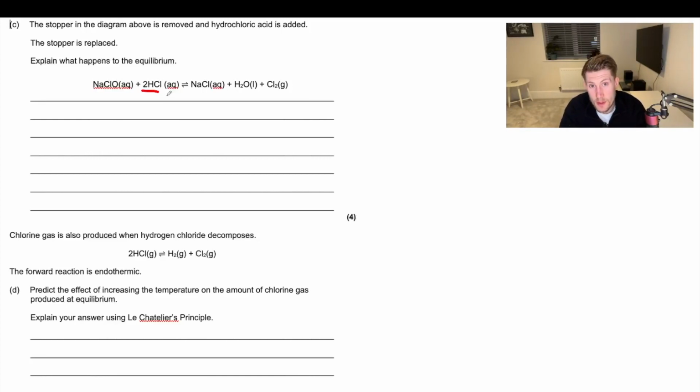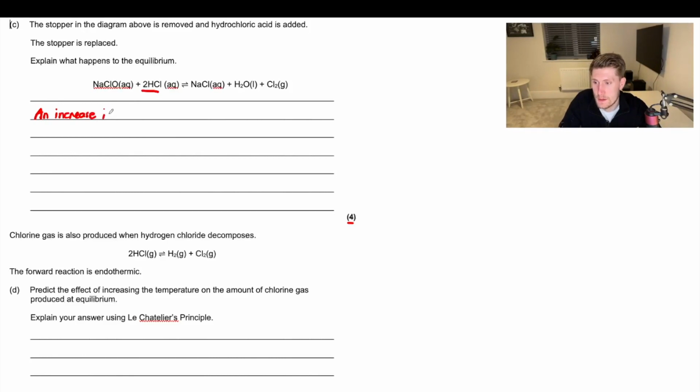So let's have a look at this one in particular. This says what's going to happen if we change the amount of hydrochloric acid. Well, if we add more of our reactants, then what will happen is it will try to make more products in order to minimize that change. It will want to balance the reaction out. So the reaction will move to the right and more products will be made. And because they've replaced the stopper, what you're going to find is that a new equilibrium will be reached. So we need to put this down as 4 marks, and that's a lot of marks. So this is what I would write.